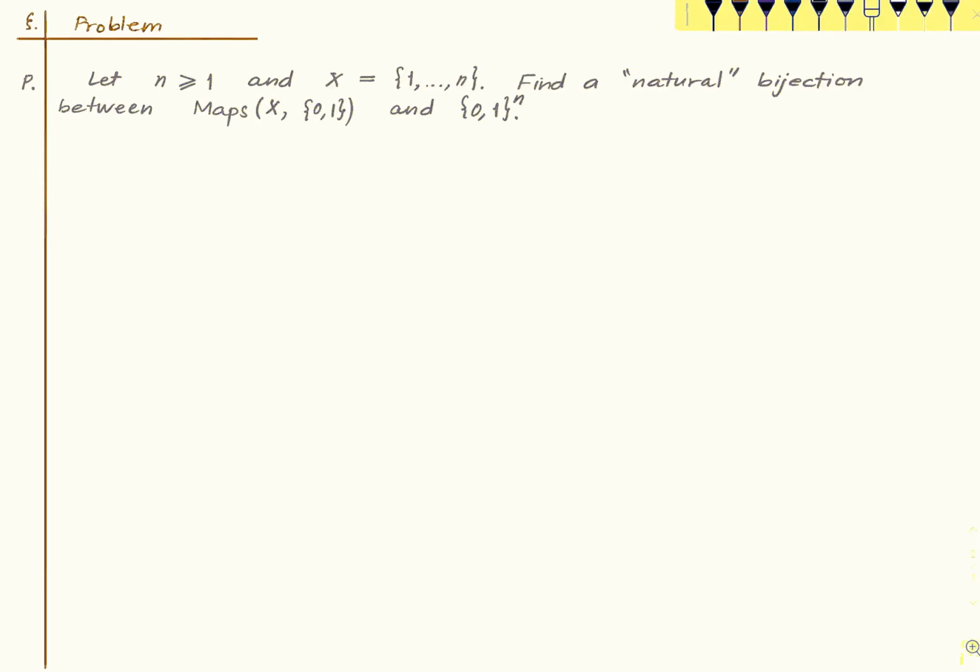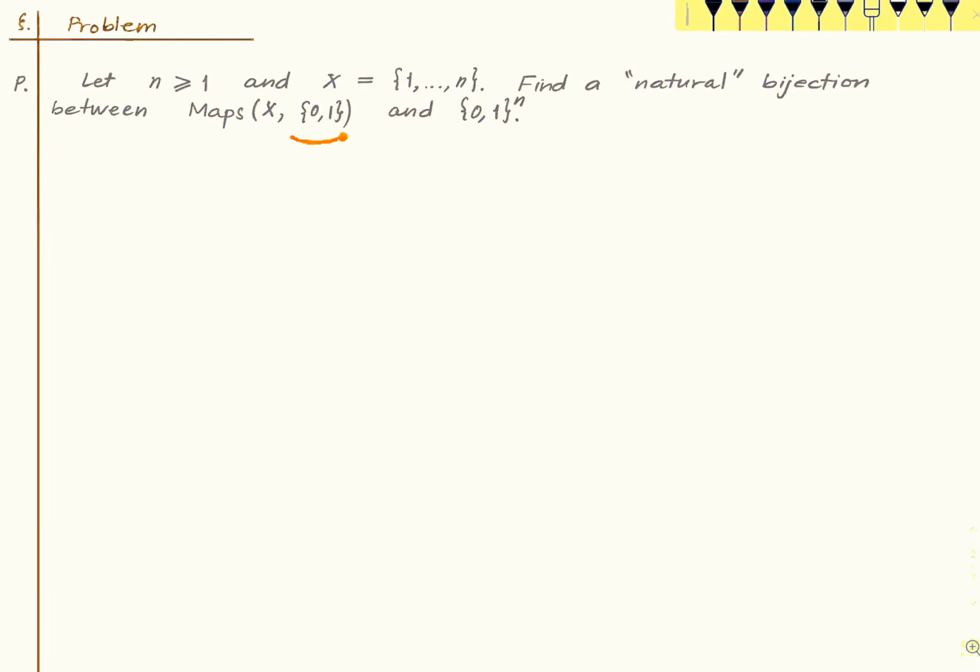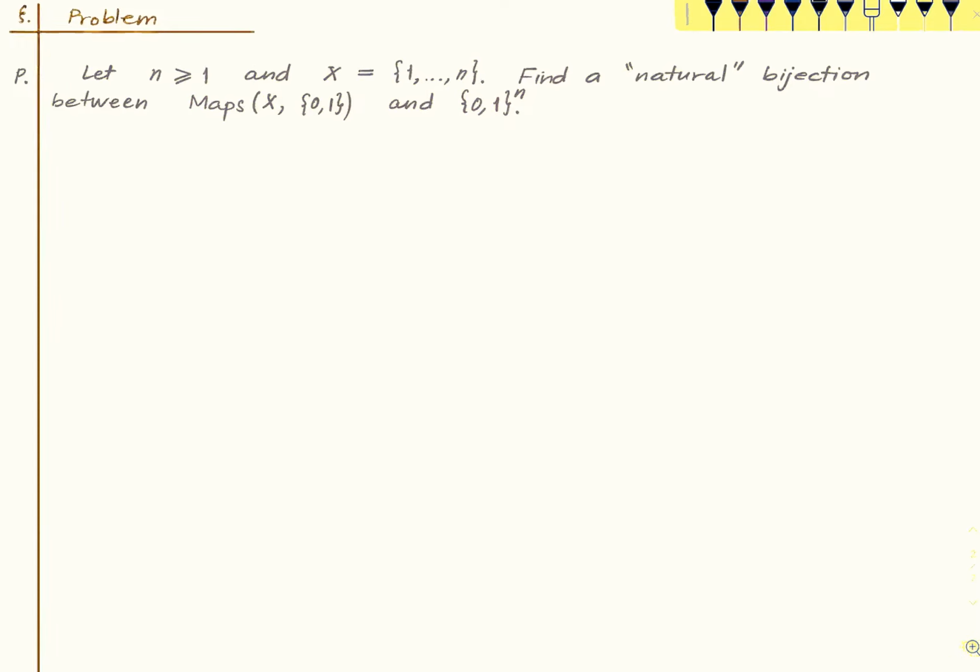Here is one problem for practice. So in the last lecture, we saw this object. And in this lecture, we will see that this is actually just the Cartesian product of this two-element set n times with itself. Okay, so do this. And now let us continue.